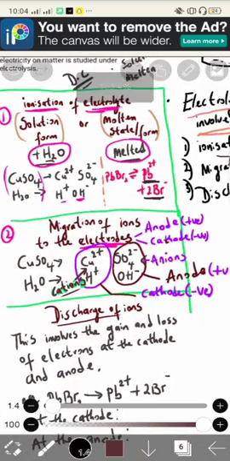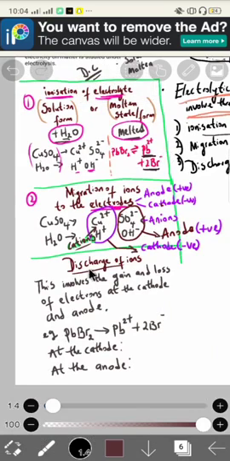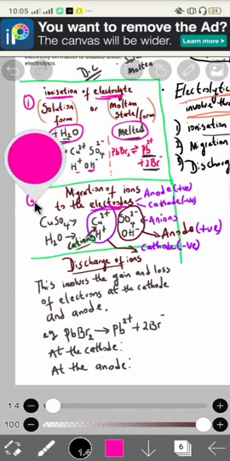So don't forget, these ones are negative ions. These ones are positive ions. Positive ions will always want to go and meet the what? Negative electrode. They always want to go and meet the negative electrode, while the negative ions will always want to go and meet the what? Positive electrode. So that's for number 2. So moving on to number 3.